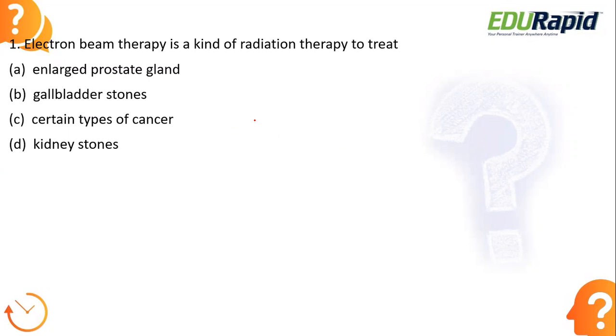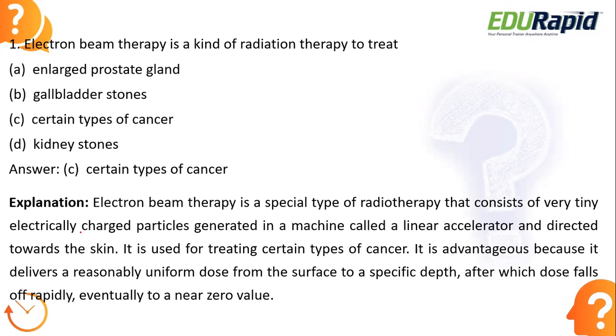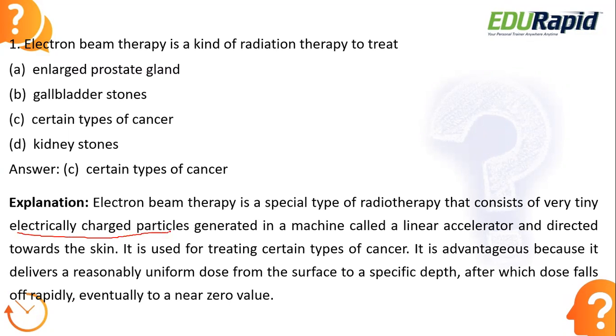And here the right answer is option C, certain types of cancer. So basically, electrically charged particles are generated in a machine called a linear accelerator. These are used to treat different types of cancer. One of the main advantages of this therapy is that it can transmit these electrically charged particles directly to the specific site where damaged tissue is found in our body, to treat the cancerous cells.